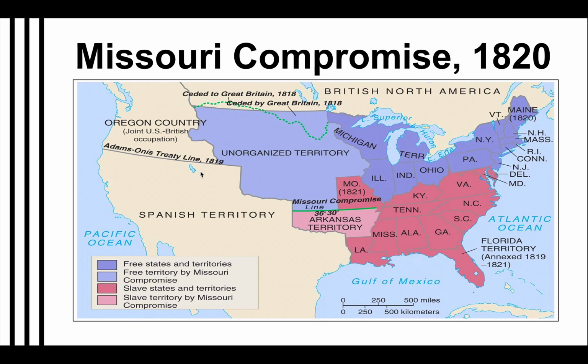1820 is the Missouri Compromise. And what you need to understand about the Missouri Compromise is that the Missouri Compromise line right there was supposed to be the dividing line of free states to slave states. Okay, so when you look at this map, the red states there are the slave states, and the Missouri Compromise line is what they're referring to as we expand westward.